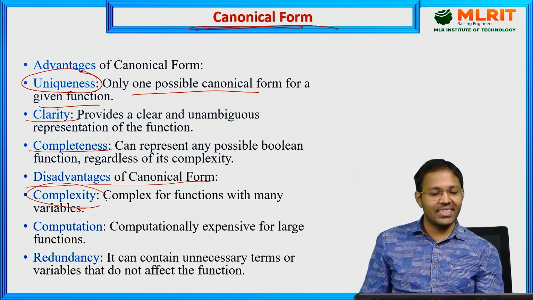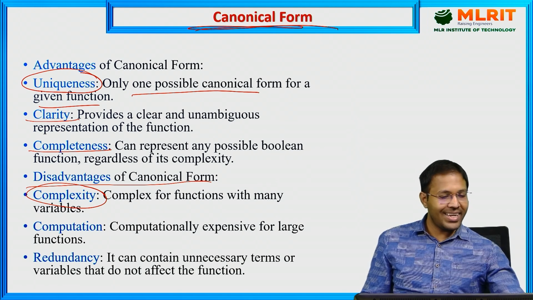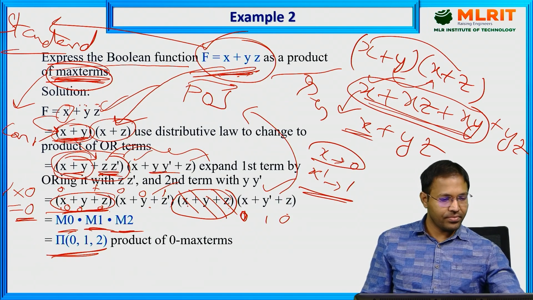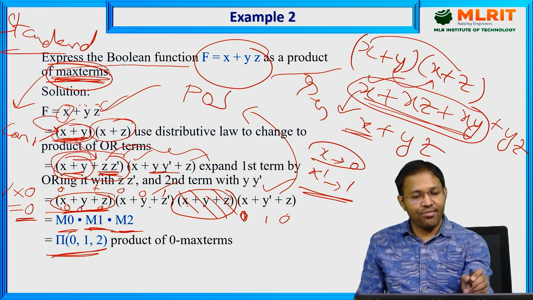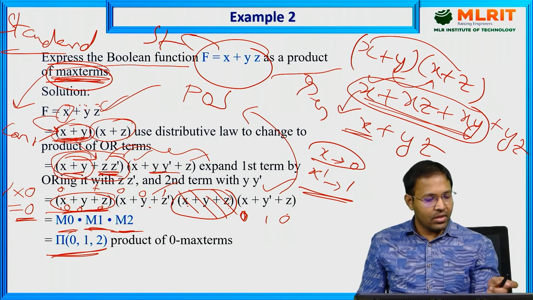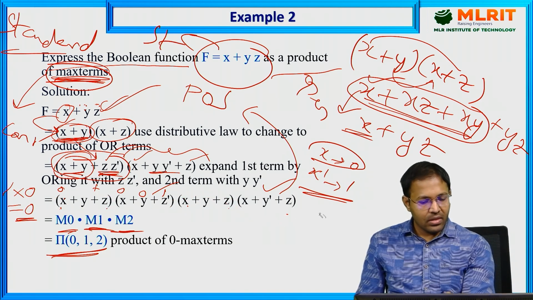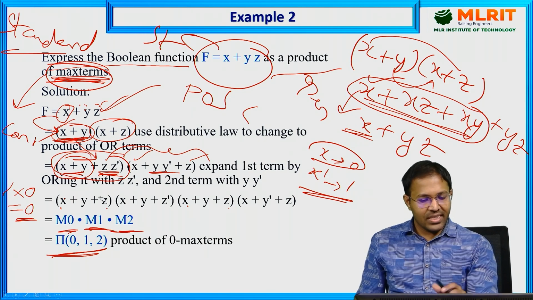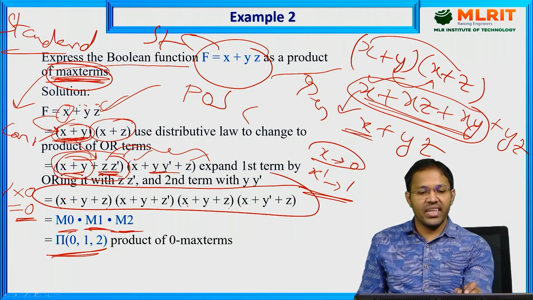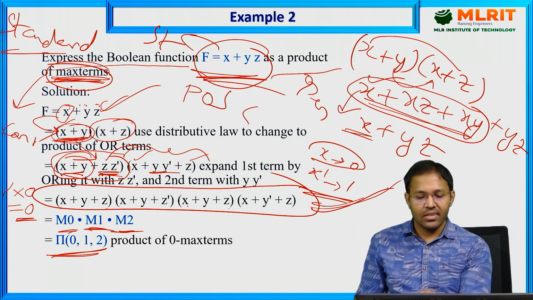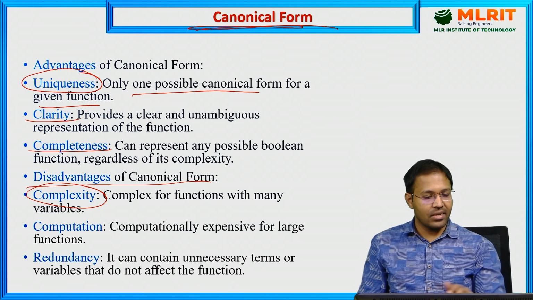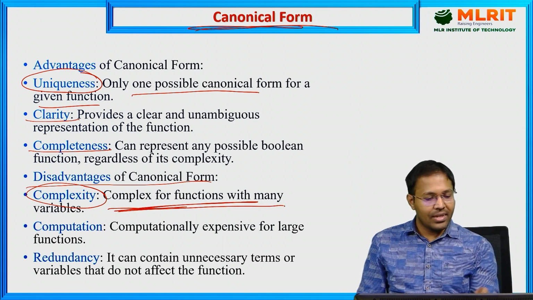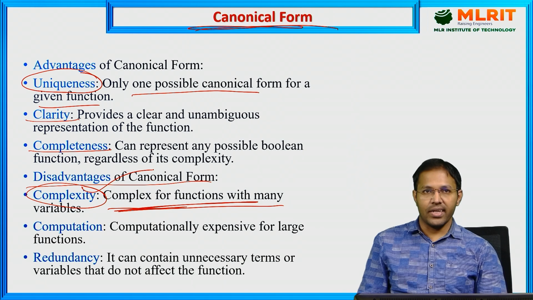Disadvantages, it is very complex. Let us see the example once again. This was the standard form. This is the canonical form. If you see, this is very small, but this is complicated. Hence, we have the problem, disadvantage, it is complicated.